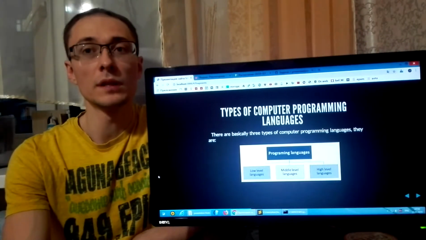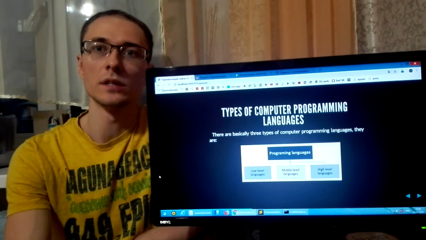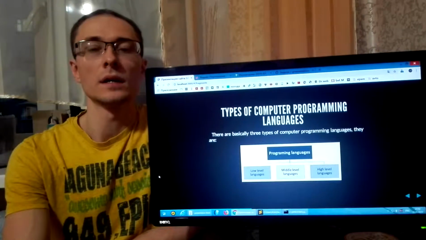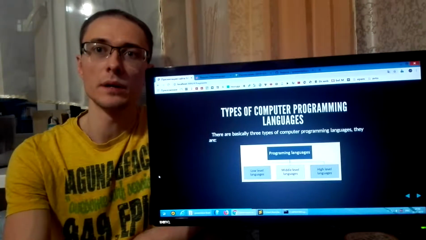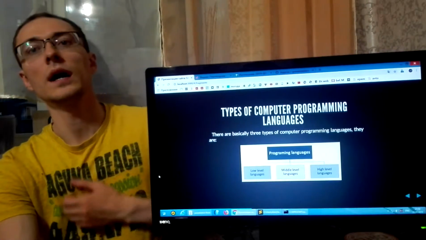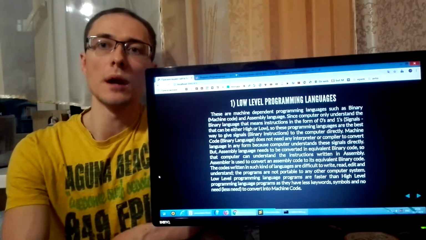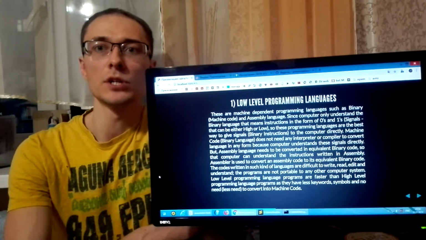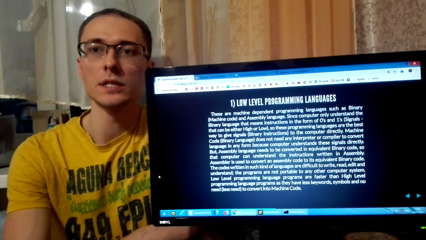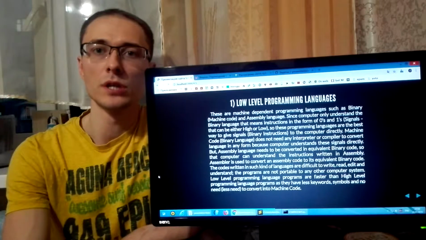Types of computer programming language. There are basically three types of computer programming language: low-level programming language, middle-level programming language, and high-level programming language. Low-level programming languages are machine-dependent programming languages such as binary and assembly language.